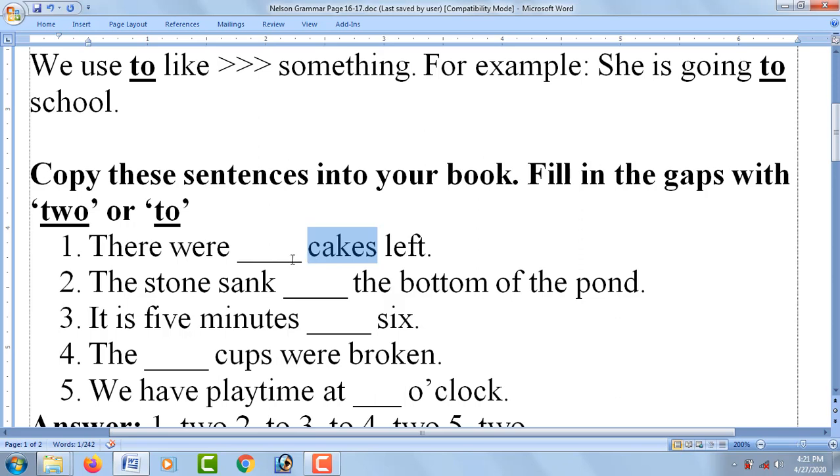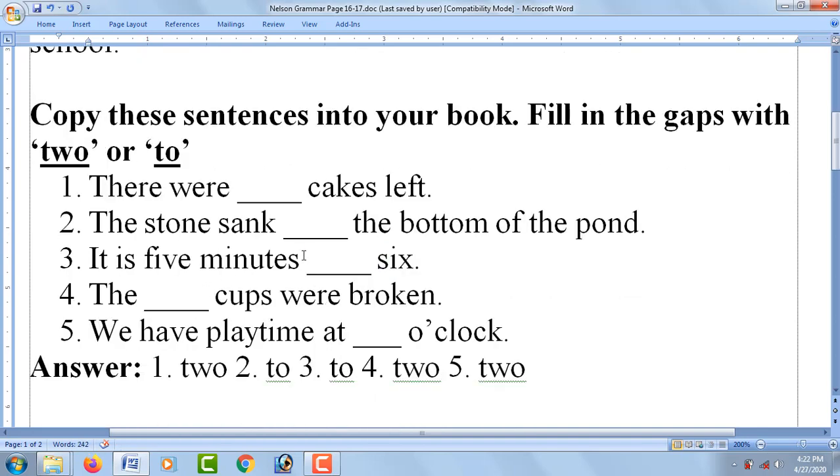There are two cakes left. The stone sank to the bottom of the pond. In this sentence, TO is the indication of direction, towards the bottom of the pond. So, in this sentence, we have to use TO.